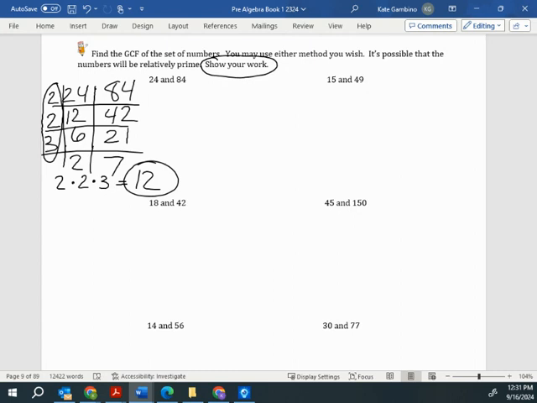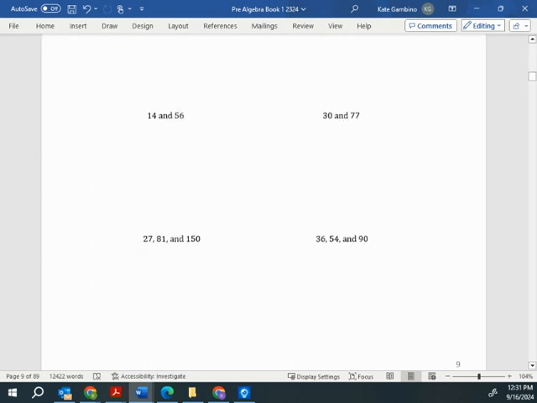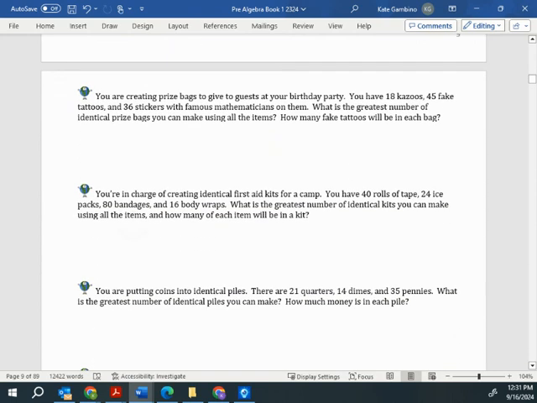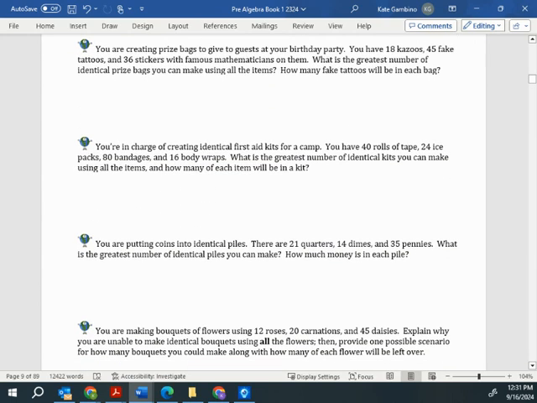Any questions on that? We do have a third page. So that first page isn't homework. That first page was just the lesson. This third page is going to be word problems. You're going to have to do the second page. You're going to work on it on your own.